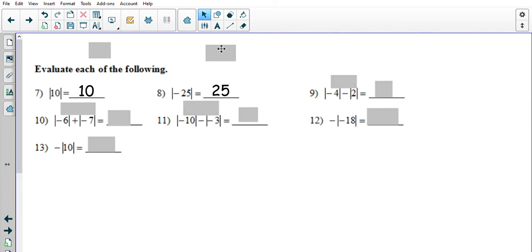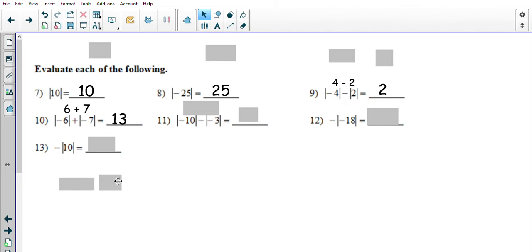Well, we need to make this a little bit more challenging. So number 9, I've got the absolute value of -4 minus absolute value of 2. Absolute value of -4 is 4. Absolute value of 2 is 2. We subtract them. 4 minus 2 is 2. Number 10, absolute value of -6 plus absolute value of -7. Absolute value of -6 is 6. Absolute value of -7 is 7. We add those together. Our solution is 13.